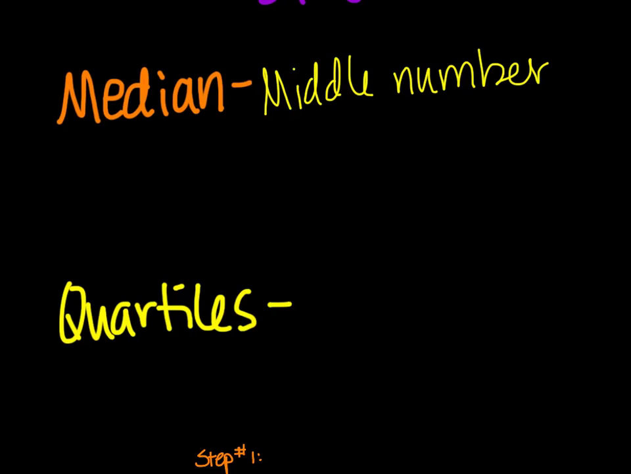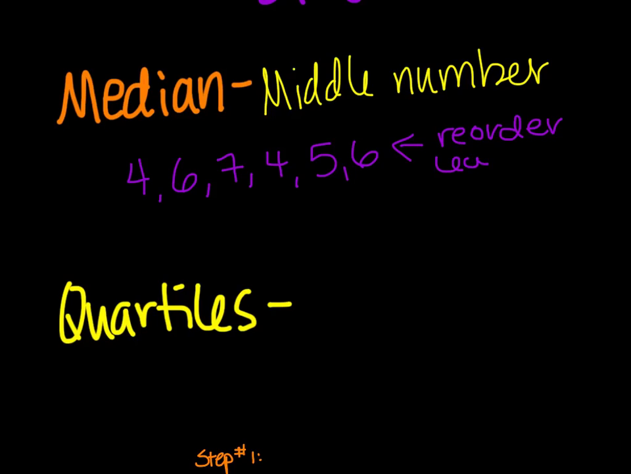So if we had the data maybe 4, 6, 7, 4, 5, 6, the middle number of that data is only calculated if we actually reorder the data from least to greatest. Sorry, I'm being very sloppy and shorthanded. So we could reorder it as 4, 4, 5, 6, 6, 7. I can check my work. Here's 4, 4, 5, 6, 6, 7.